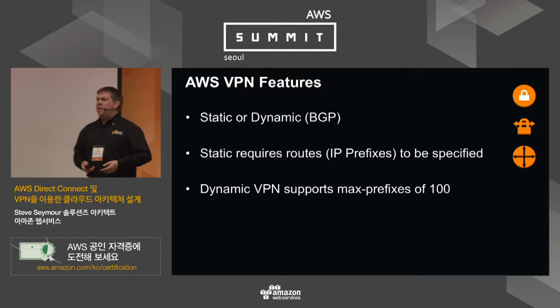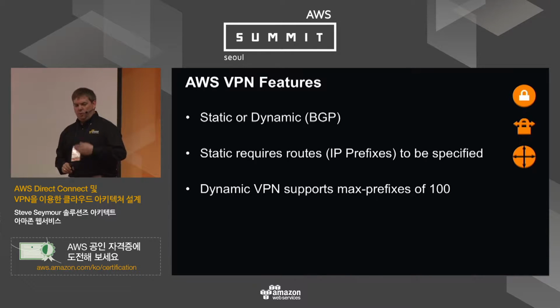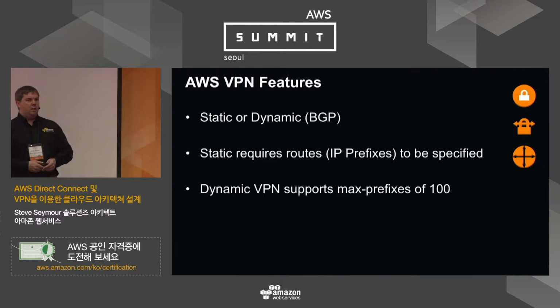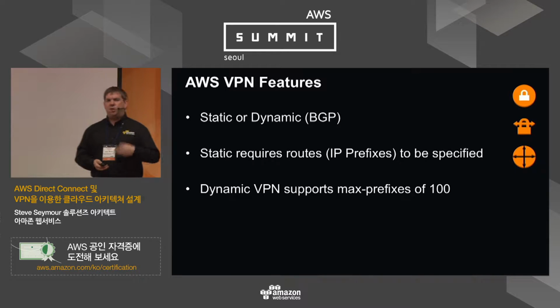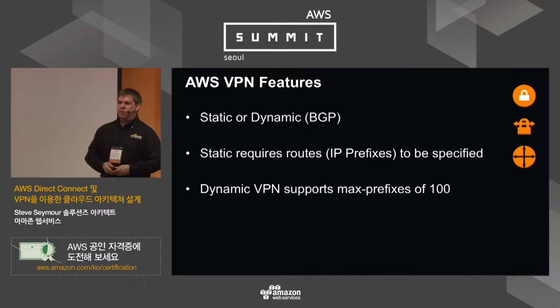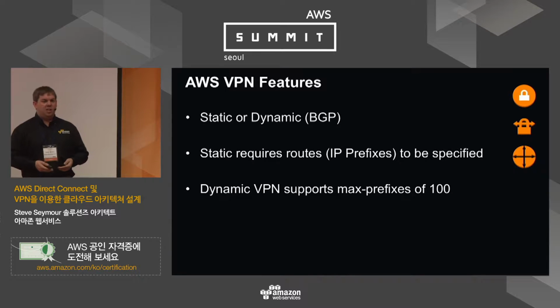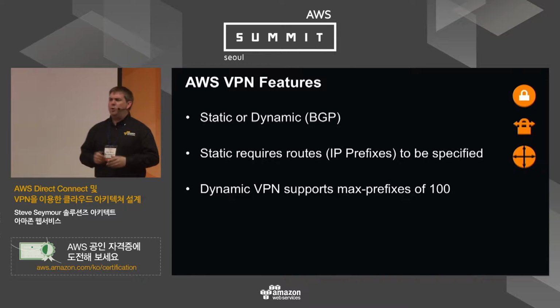And an AWS VPN is a completely standard IPsec VPN. But we do have two versions. We have static VPNs and we have dynamic VPNs. When you have a static VPN, it's very important that you define the routes. So you have to define static routes when you configure a static VPN. However, if you use a dynamic VPN, we use BGP, then we can exchange up to 100 prefixes, so 100 routes over that VPN connection. And we're going to talk about both of these.